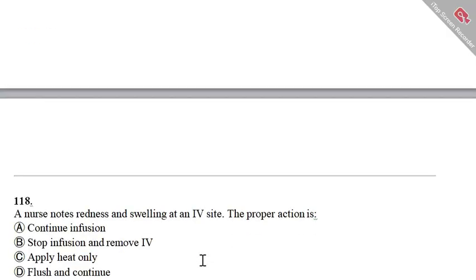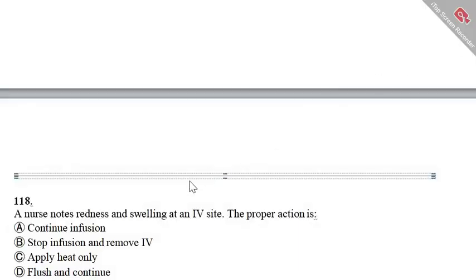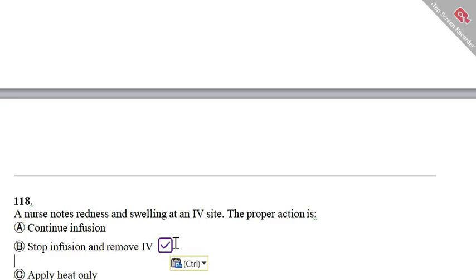Question number 118. A nurse notes redness and swelling at the IV site. The proper action is... Read the four options. I will pause the video for 5 seconds. In this scenario, the correct option is option B, which is stop infusion and remove IV line.